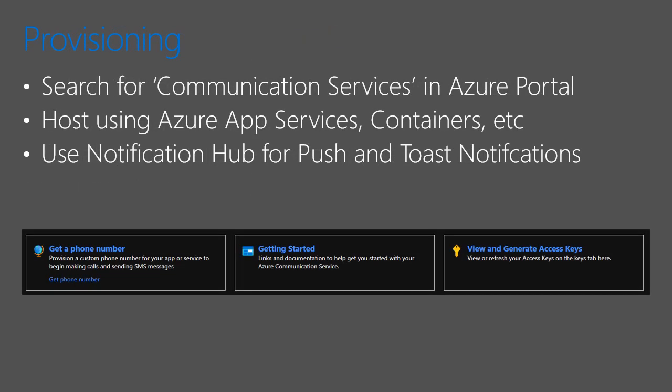To provision it, you want to go to your Azure portal, search for communication services, and you'll see it pop up. So provision it, set it up however you want as a pricing plan, add your tags, etc. When you want to deploy, you can deploy different ways. In the demo I'll show later, we'll do an Azure app service, but you can host it there, you can do containers, etc. You can even integrate with native Azure services, such as Notification Hub for push and toast notifications.